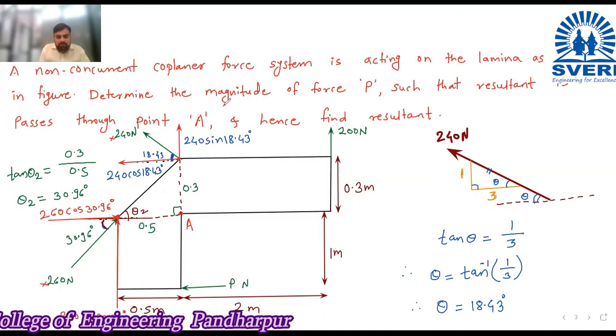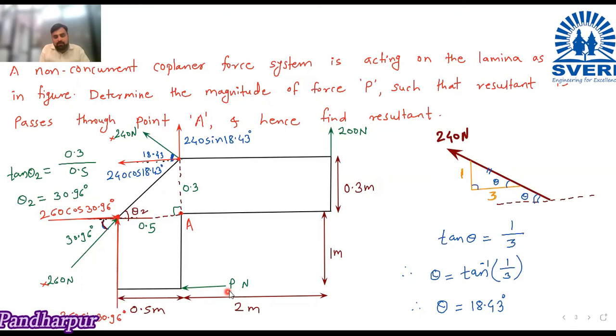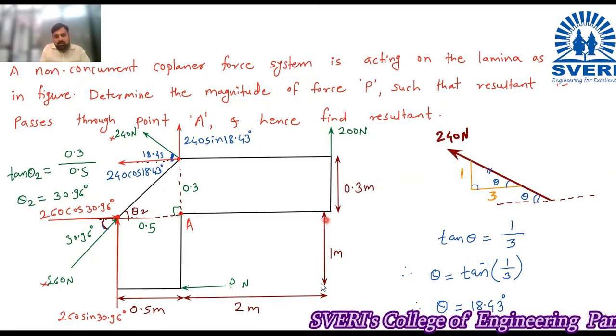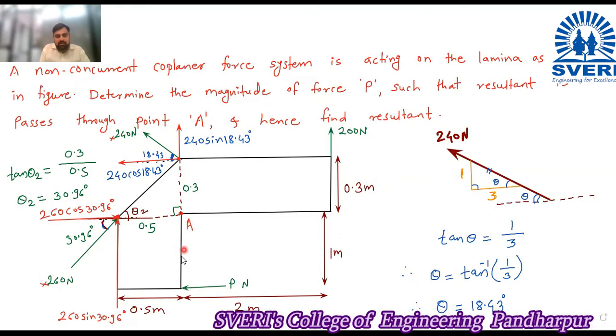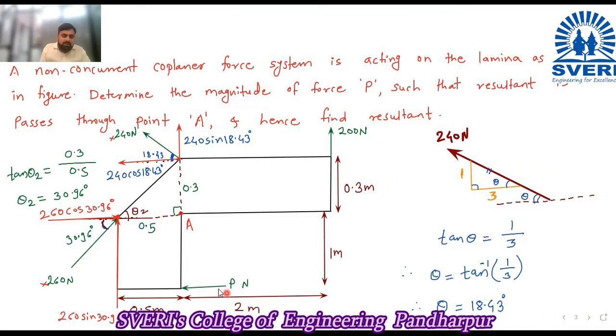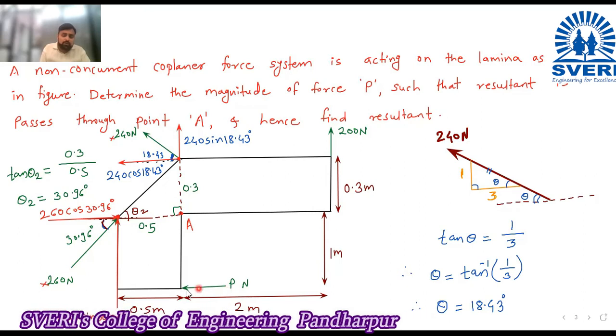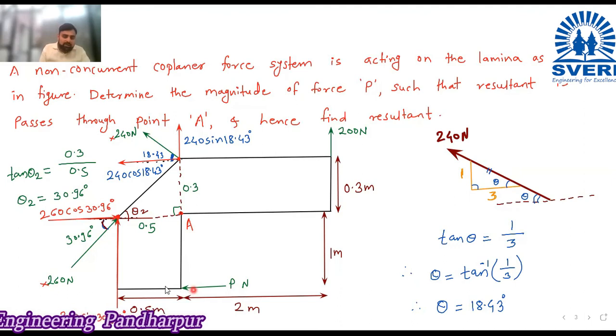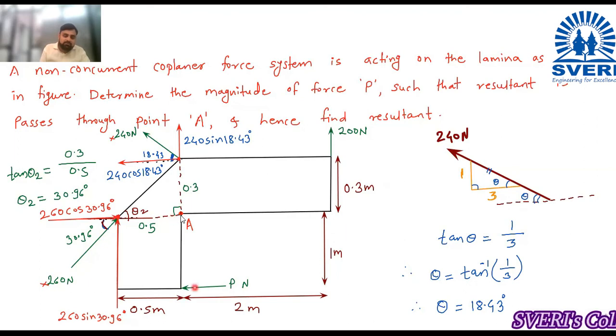Next is the force P kilonewton. Now take the moment of this P force about point A. So what is the distance? P force is acting over here. The distance is 1 meter from point A. Now see, P force is moving towards left. Now rotate it about point A. This is the direction of rotation. Plus or minus? Minus.